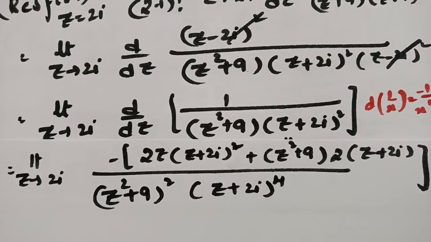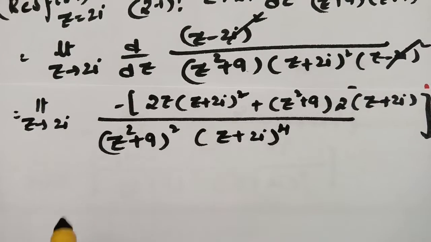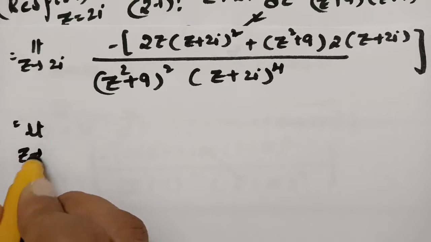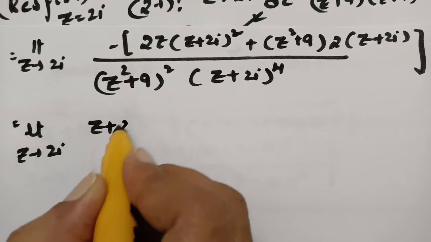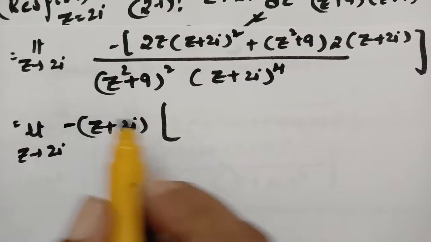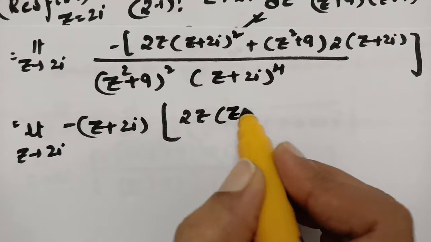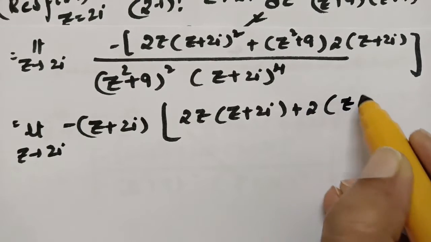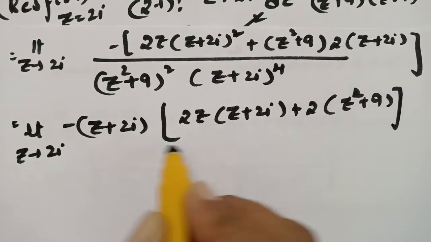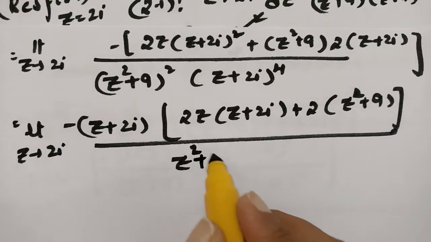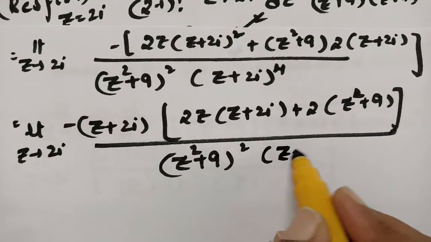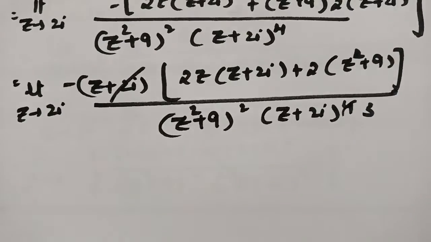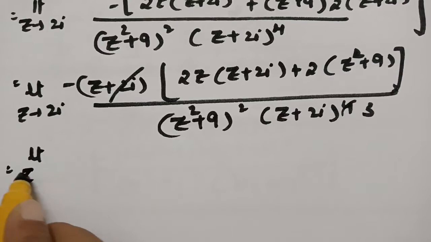Clear? And now, after taking (z plus 2i) common from the numerator, this will be limit z tends to 2i, and there is already a minus here. This is 2z times (z plus 2i), and if I take it common, what remains here? 2 times (z square plus 9) remains, divided by (z square plus 9) whole square and (z plus 2i) power 4. If I cancel one time, how many times remains? 3 times.